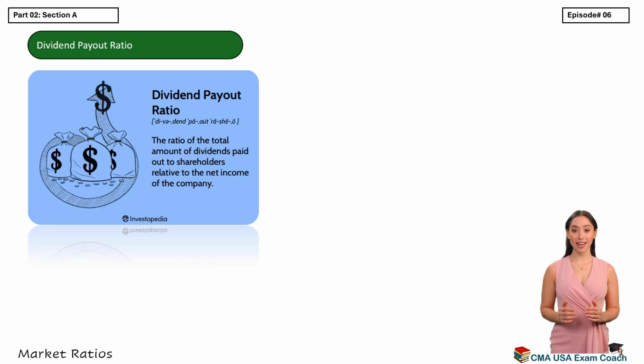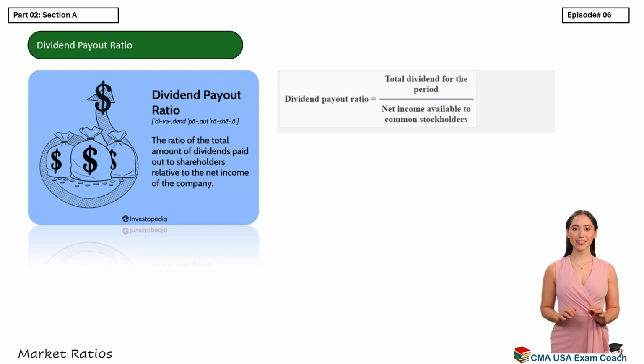So, what is the dividend payout ratio? It tells us how much of the company's net income is being paid out to shareholders in the form of dividends. In other words, it measures the portion of earnings that is distributed rather than retained in the business.